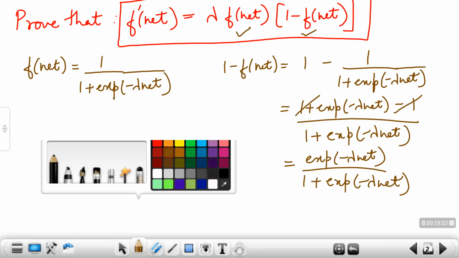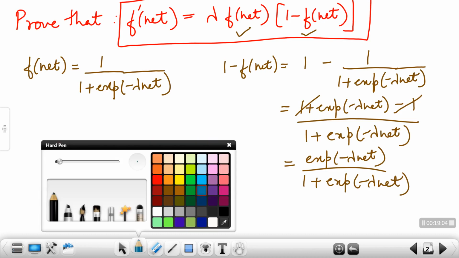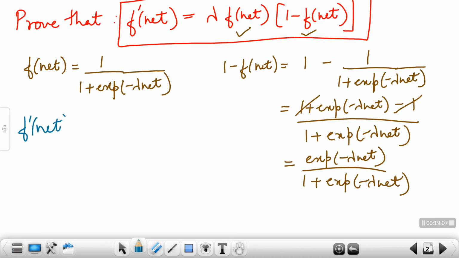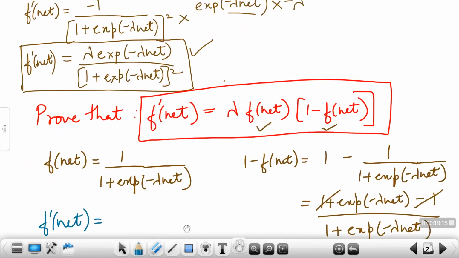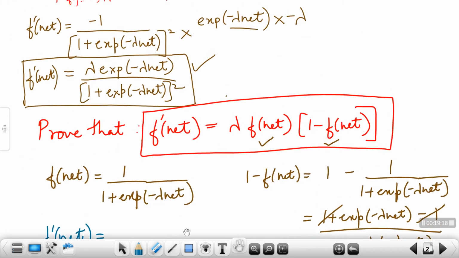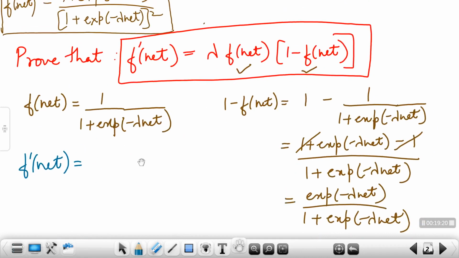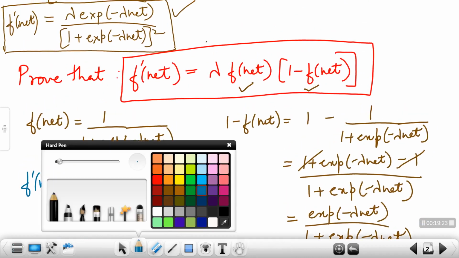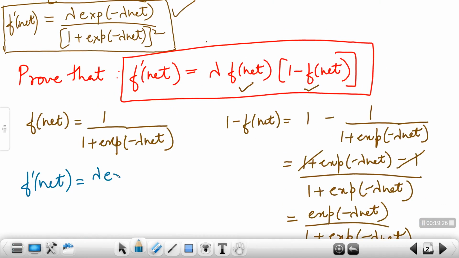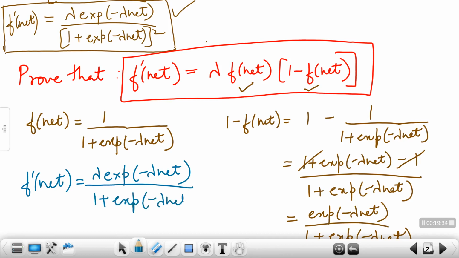Now the next step is to find f dash of net. We already know it, we have done it. If it is asked in the exam, you have to actually do that previous step, which we have already done here. So this is f dash of net. I will directly write the answer because we have already done it: lambda exponential of minus lambda net upon 1 plus exponential of minus lambda net, the whole square. Fine.